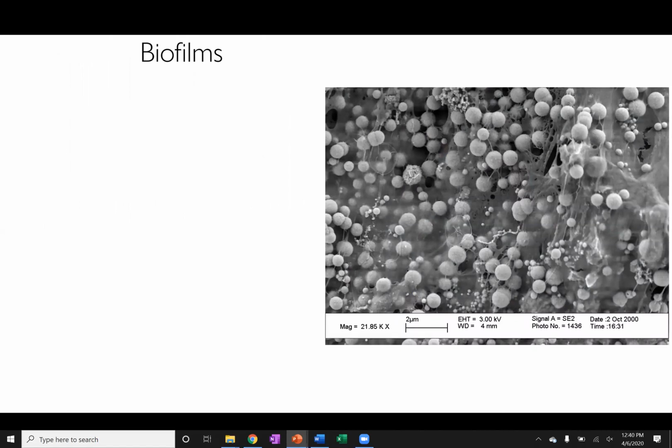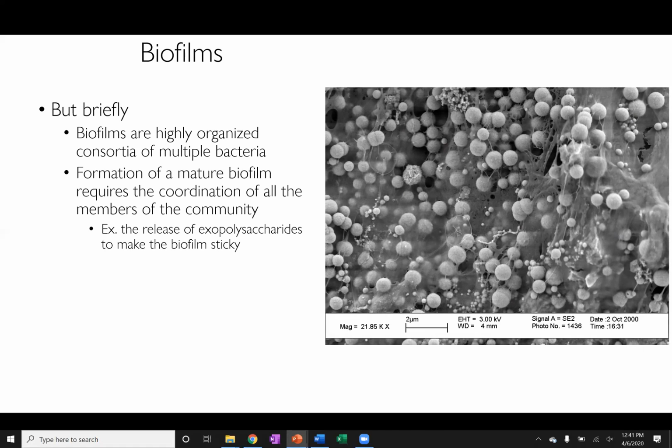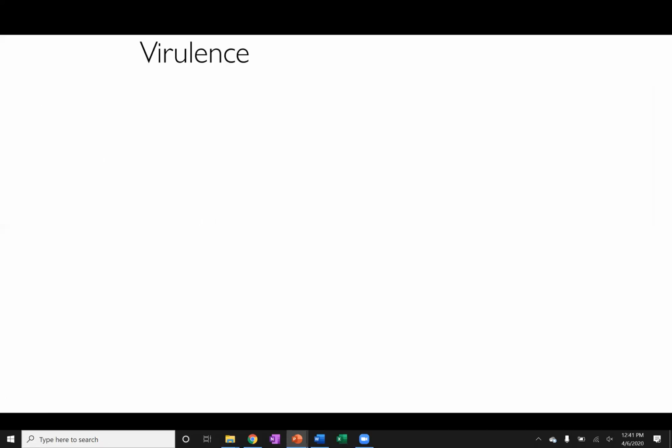Another way that quorum sensing is useful is in the production of biofilms, which we will talk about later in this lecture. But briefly, right now, biofilms are highly organized consortia of typically multiple bacteria, but they can be a single species. The formation of a mature biofilm does require the coordination of all the members of the community, typically releasing exopolysaccharides, which you can see in this picture, this gooey stuff in between all these different cells, which allows these biofilms to be sticky. But ultimately, the communication between this conglomeration of cells is typically done through quorum sensing pathways.